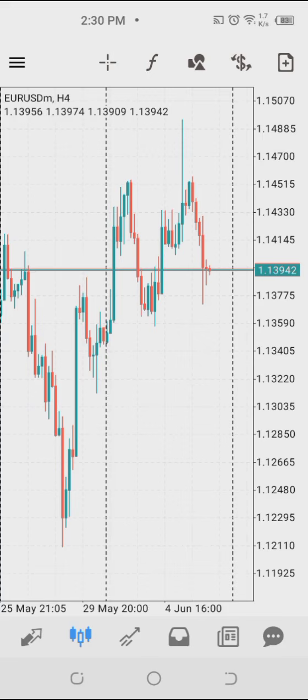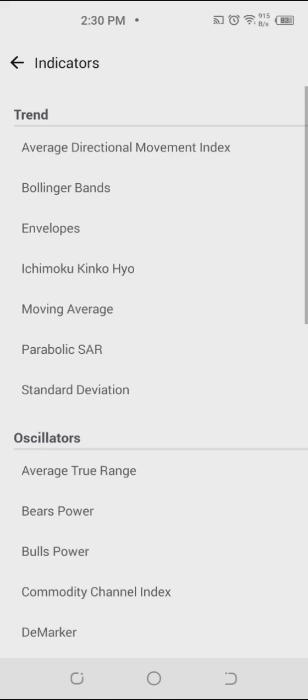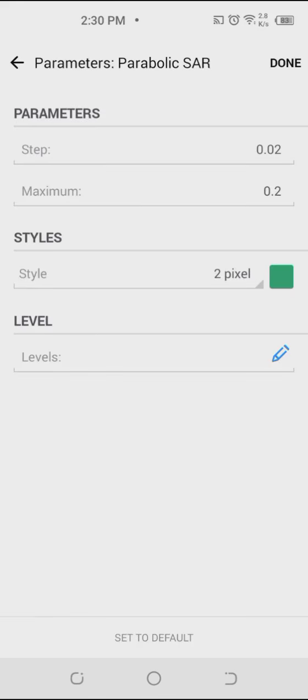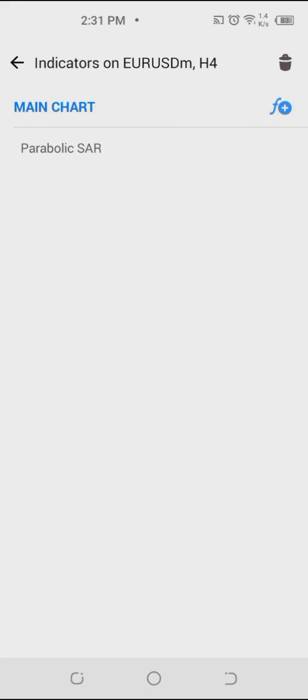So we're going to be making use of indicators like the Parabolic SAR. I'm going to add that to the chart quickly. The Parabolic SAR. We're going to be making use of parameters like step 0.02, maximum 0.2, and the pixel, sorry for the style, you can use any of the pixels of your choice. Then for levels, we're not adding any levels. So I click on done and I'm done.